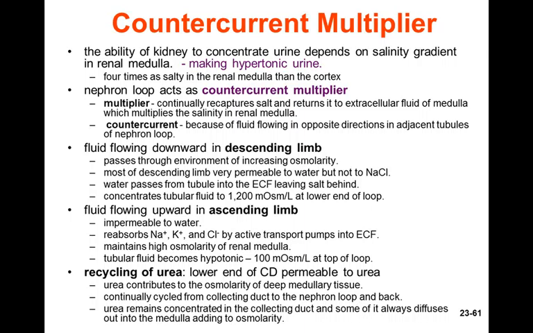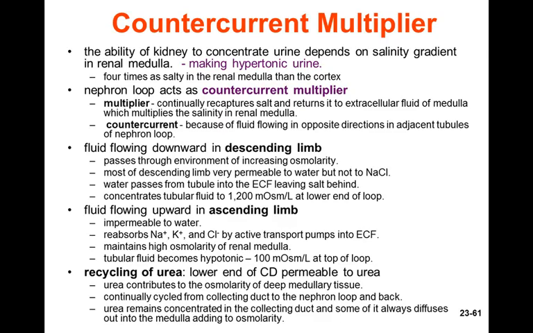The fluid that goes down into the descending limb passes through an environment of increasing osmolarity. Most of the descending limb is very permeable to water, but not to sodium chloride. So water passes from the tube into the ECF, leaving salt behind. And as the water leaves, the fluid inside the tube becomes really, really salty. So when the fluid starts flowing upward into the ascending limb, water can't leave. This is when sodium, potassium, and chloride are reabsorbed by active transport and returned back into the medulla, which again increases that salinity.